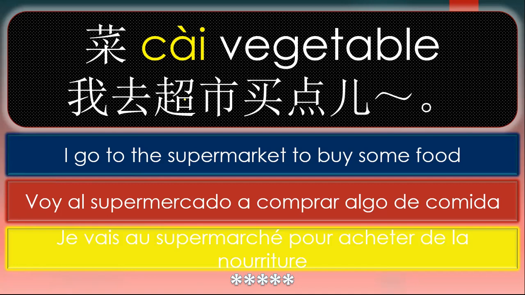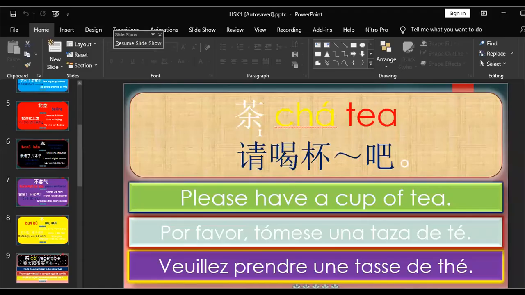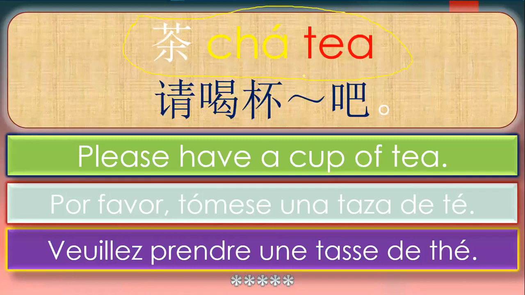Oh, why is it saying it's paused? I'm not sure what was happening. Okay, can you see this screen now? Where I'm marking? Yes. Okay. So this one is cha, which is tea. I'm gonna say it again. Okay. La otra palabra que estamos aprendiendo es cha, que significa té.